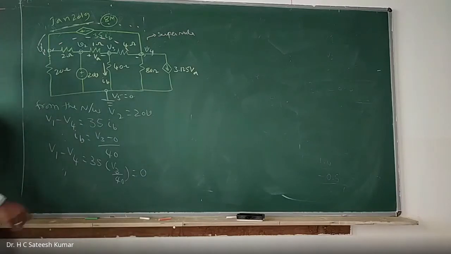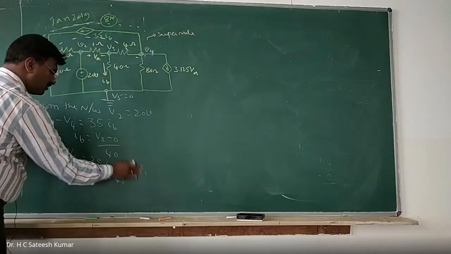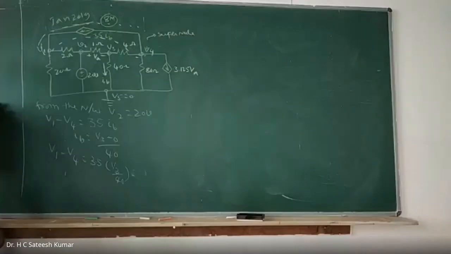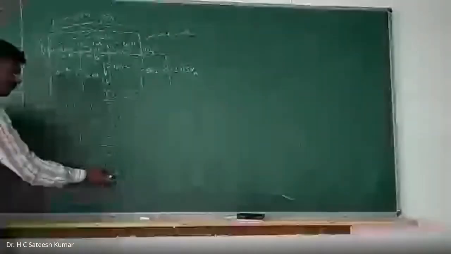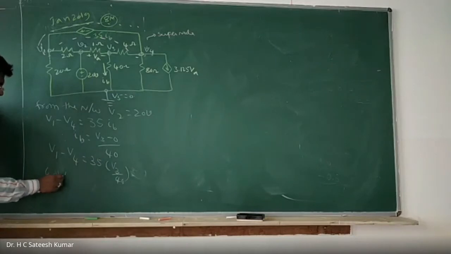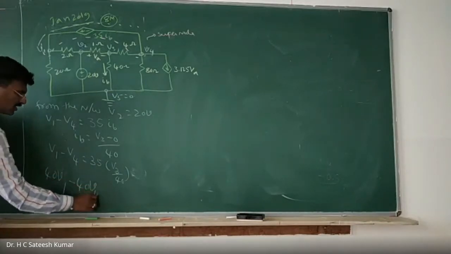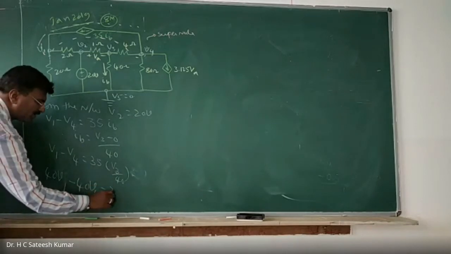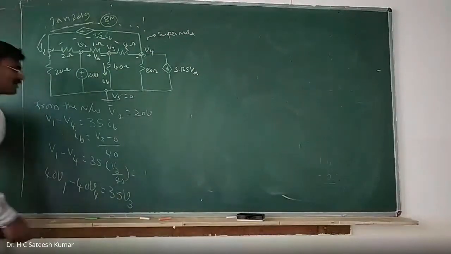Sorry, 35 into V3 divided by 40. You can simplify with 5 itself or cross multiply it. 40 (V1 minus V4) is equal to 35 V3. Otherwise, don't simplify, the calculator will do.